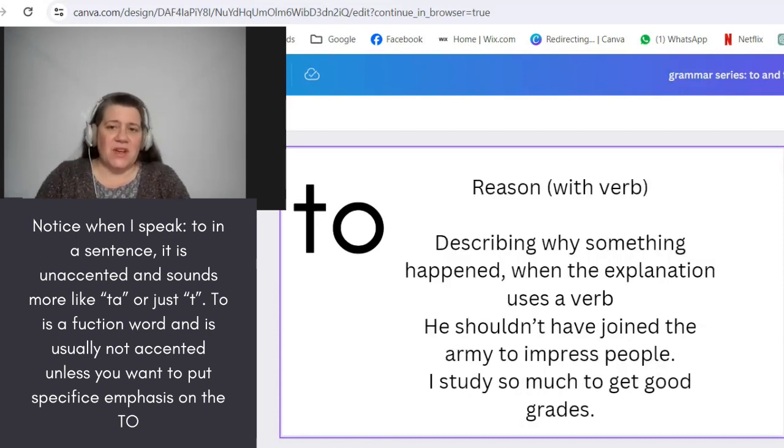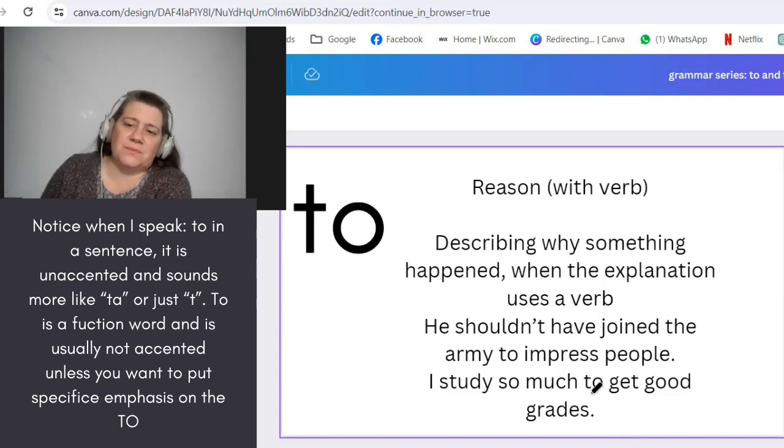And we use it as a reason, but only when it's followed by a verb. For example, he shouldn't have joined the army to impress people. So the reason he joined the army was to impress people. I study so much to get good grades. This too.